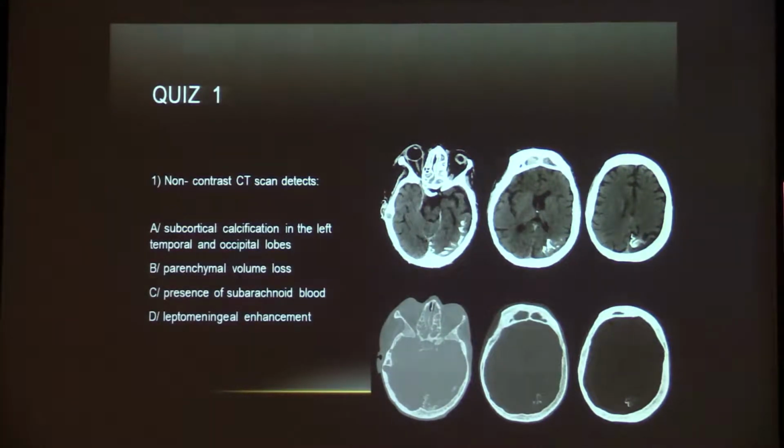And the first quiz is quite easy. On this non-contrast CT scan, we can detect A, a supracortical calcification on the left temporal and occipital lobes, B, parenchymal volume loss, C, presence of subarachnoid blood, and D, leptomeningeal enhancement.